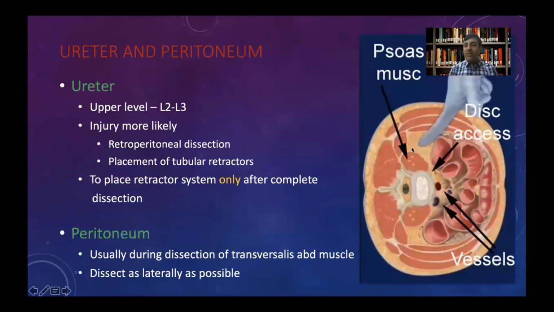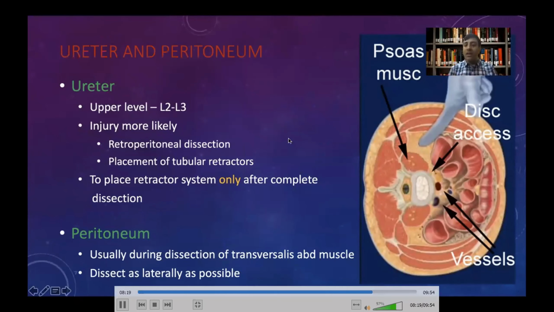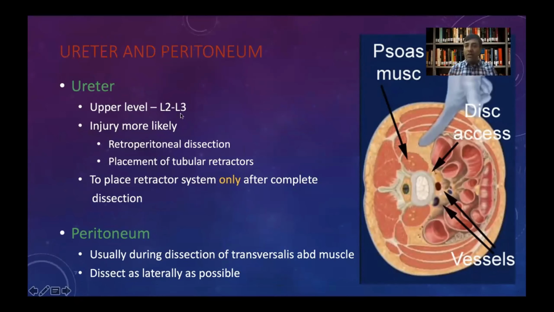Now, once you are doing the dissection, once you're pushing the retroperitoneal fat along with the contents anteriorly, the ureter also moves along with the retroperitoneal fat anteriorly, and so you need not worry much about the chances of injury to the ureter. However, at the upper level, as I had mentioned earlier, at the L2, L3 level, because the ureter is slightly more medial, one has to be more careful while doing the dissection, and also while placing the tubular retractors.